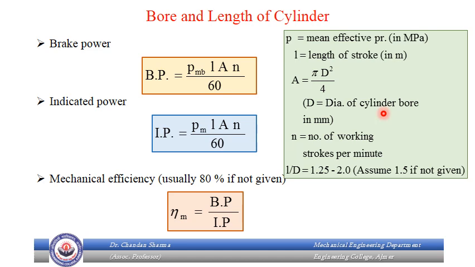For a 4-stroke diesel engine which is developing 5 kilowatt power, bore diameter could be in the range of 100 to 125 millimeters, when IMEP is 3 to 4 bar. These are usual values which give us a vague idea of what could be the diameter of cylinder bore. Obviously, for engines developing more power, the diameter of bore would be definitely higher.